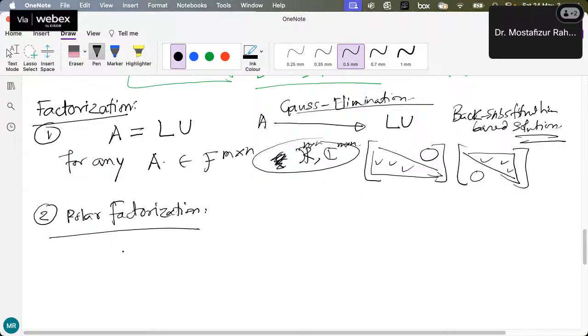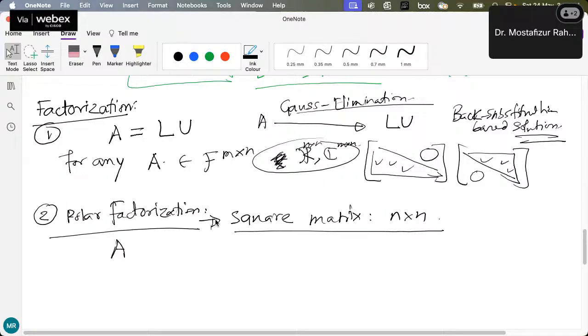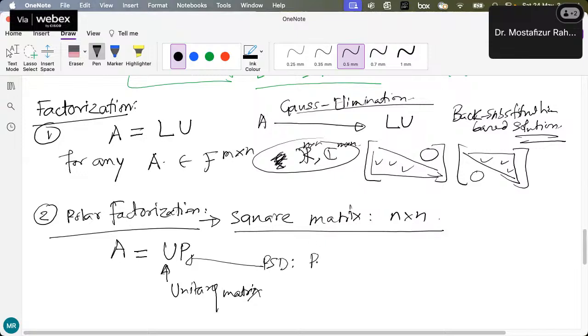So a matrix A, in this particular polar decomposition, A should be a square matrix. This is the first constraint I am putting: square matrix, meaning n cross n. For the square matrix, this decomposition is valid, and you can possibly take a complex square matrix as well. The polar decomposition is A equals U times P. So what is U and what is P? U is a unitary matrix, and P is a PSD matrix. The full form of PSD is positive semi-definite matrix.